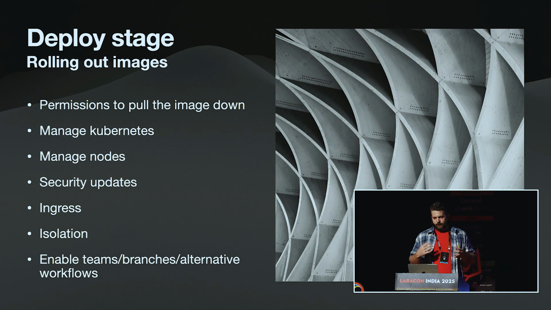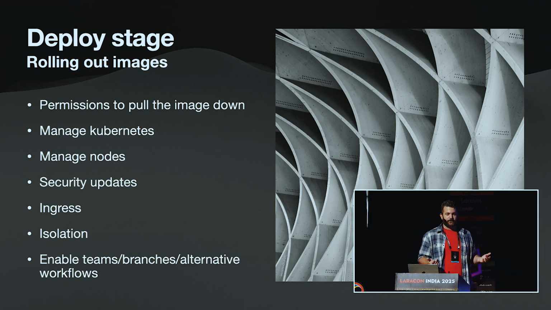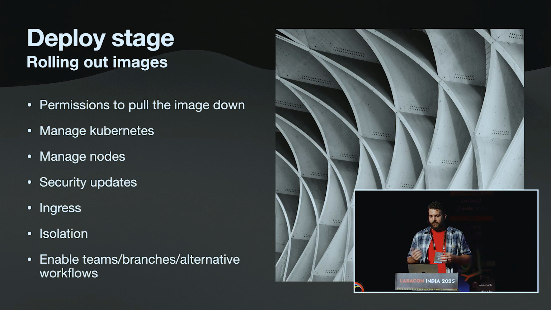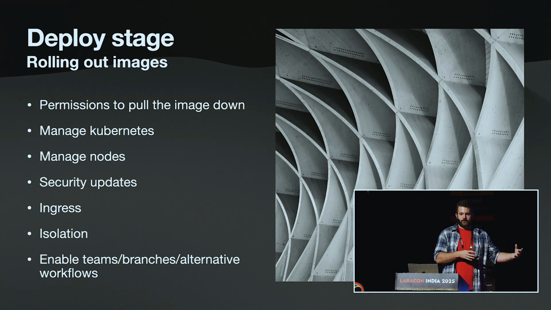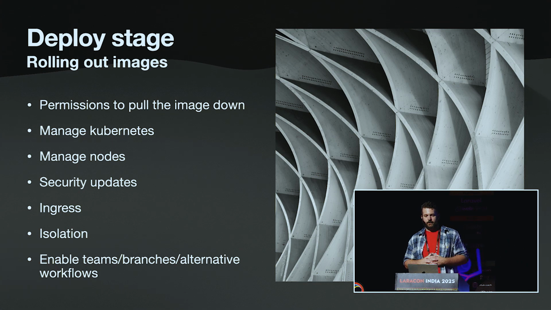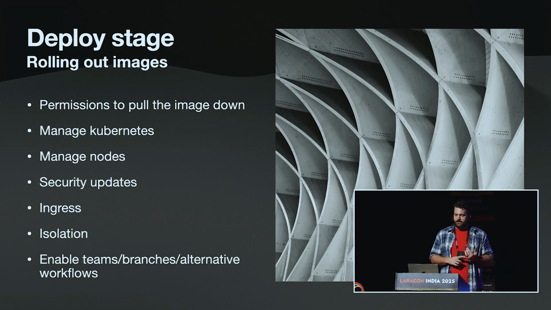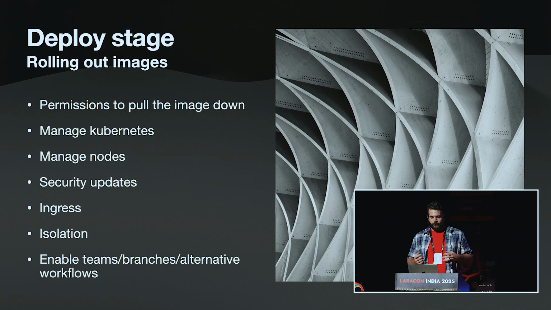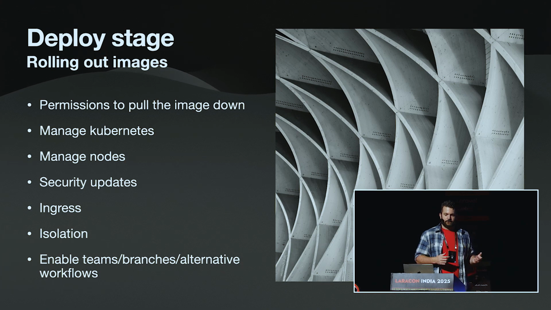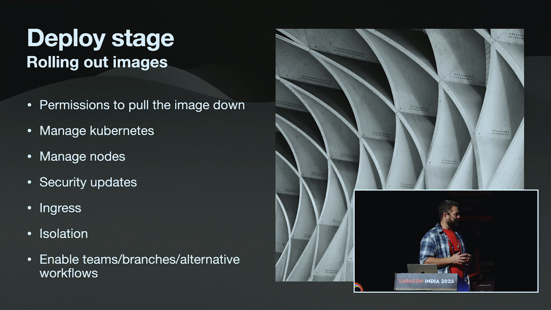The deploy stage. So like when we did kubectl deploy, some things to think about. You have to set up the permissions to pull those images down. You have to set up the Kubernetes cluster in the first place. You know, managed Kubernetes, you have to manage the underlying nodes. So those nodes will just be EC2s or VMs running somewhere. They will need security updates of their own. You have to worry about ingress, setting up TLS or something to manage that. And then with success, when your Kubernetes clusters start to take off, you have to worry about isolation and then enabling teams and branches and alternatives.